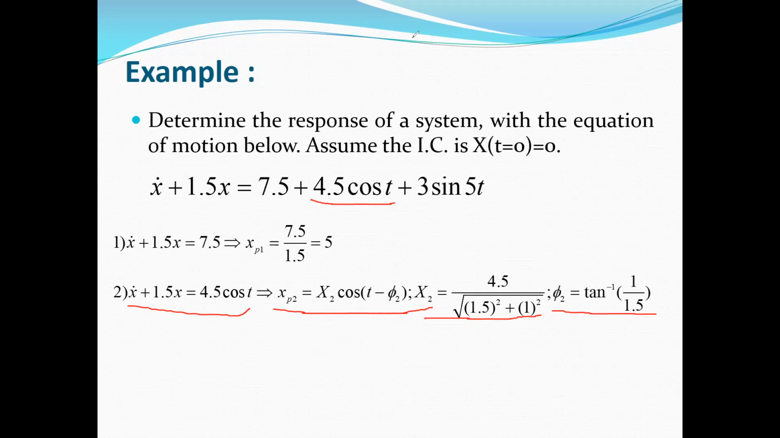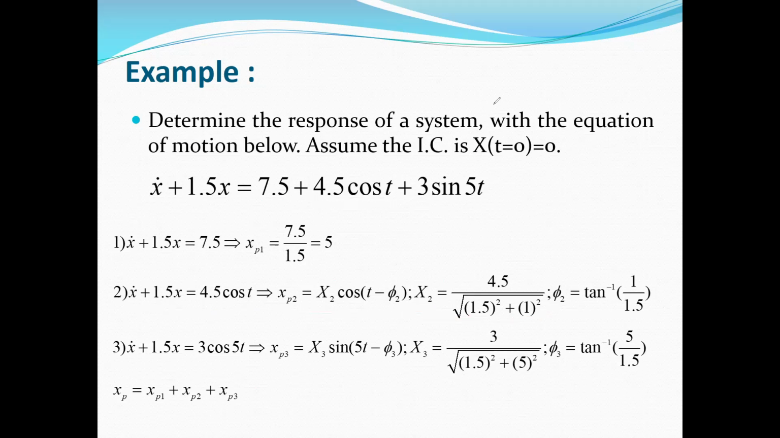And finally, we need to find a particular response for the last part here, which has frequency 5. So for this term, we assume that xp3 is x3 sine 5t minus phi3, where x sub 3 and phi sub 3 are the amplitude and the phase angle respectively. Also, there is another way that you can find the particular response for these equations.